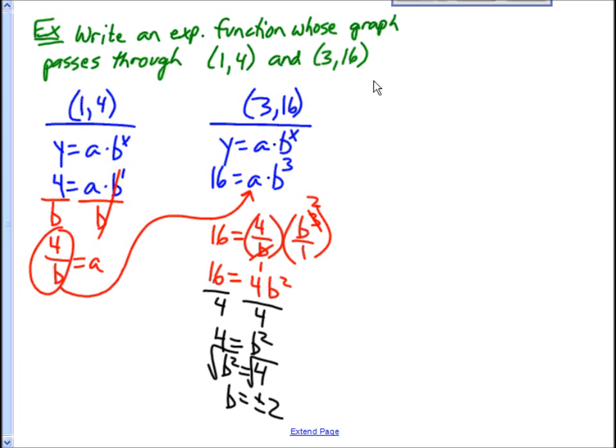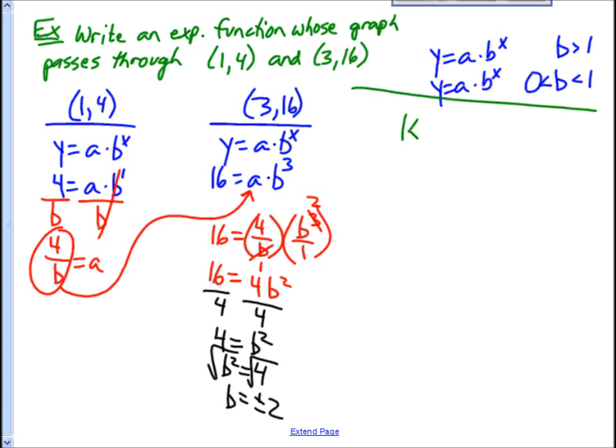Since we know that b is plus or minus 2, we got to think back: with exponential growth, a was positive, b was greater than 1. In exponential decay, a was positive, but b was between 0 and 1. So you know this has got to be the 2. There's no way it could be the negative 2. It doesn't fit either situation. So we now know that b must be 2, and you can look at those points 1, 4 and 3, 16 and figure out it's got to be exponential growth, if you were to plot those.